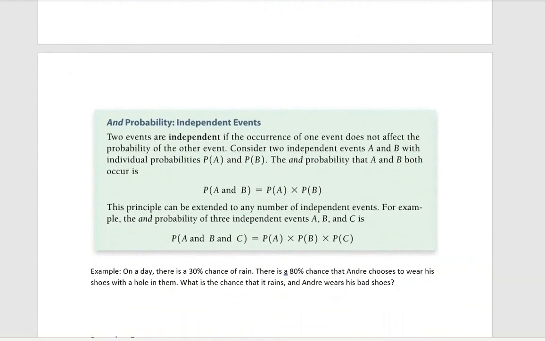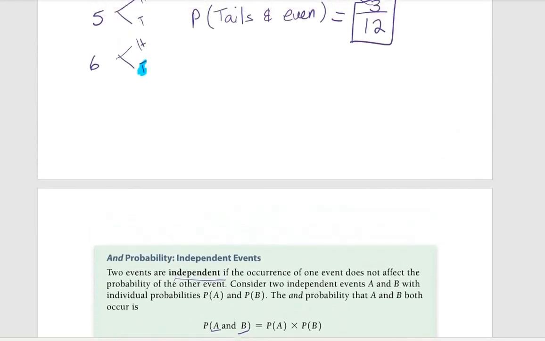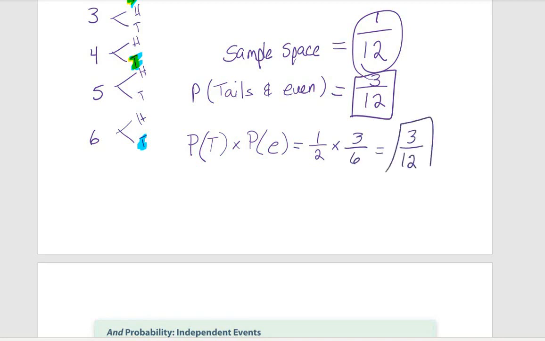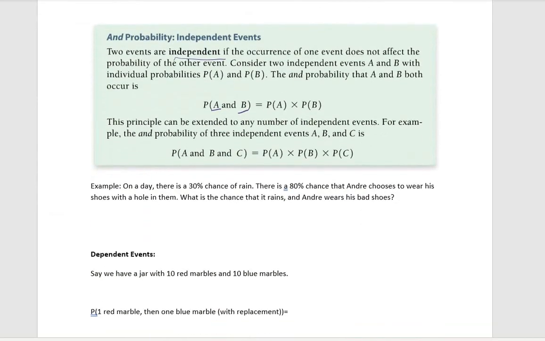So when you have "and" probabilities, what you can do if they're independent is take the probability of one thing happening and multiply it by the probability of the other happening. So in the previous example, the probability I get tails times the probability I roll a die and get an even. Well, the probability I get tails is 1 in 2, times the probability I get an even. I have 3 evens out of 6 die total, or 6 options. So that would give me 3 out of 12. So the same thing I got above.